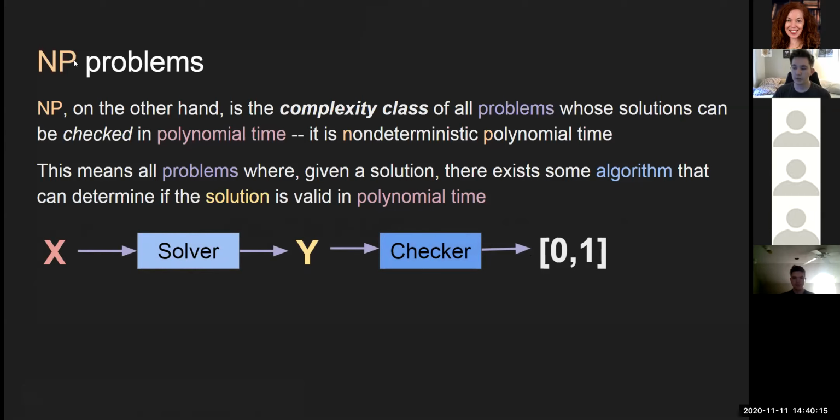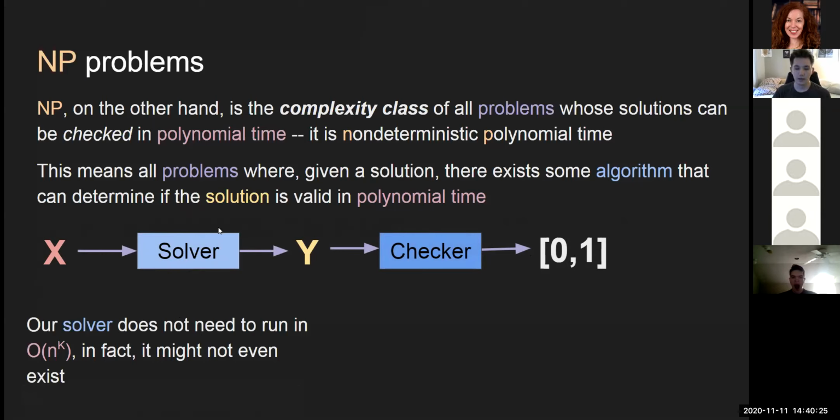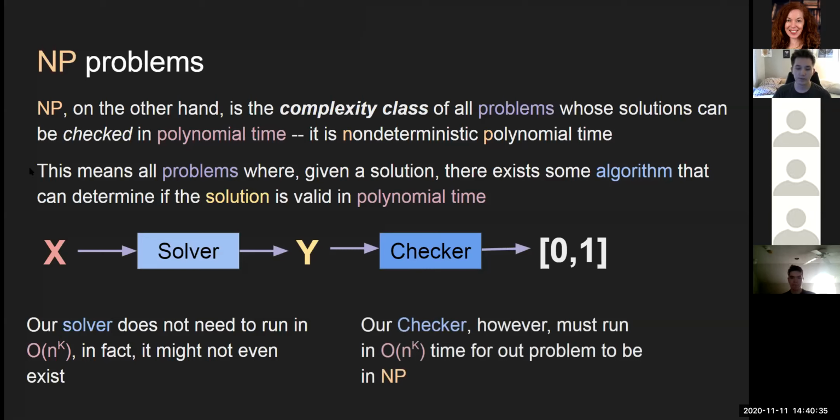What we see when we're doing NP and seeing what problems are in NP, by our definition, the solver does not actually need to run in polynomial time. We can have some exponential runtime here to get to the solution. We can take as long as we want to get our solution, but then when we go to check it, it will have to run in polynomial time. This is the difference between P and NP: for P, we have to actually get a solution in polynomial time, and in NP, we just have to check a solution in polynomial time. All right, so let's take a second to digest that. Does anyone have any questions about P or NP?